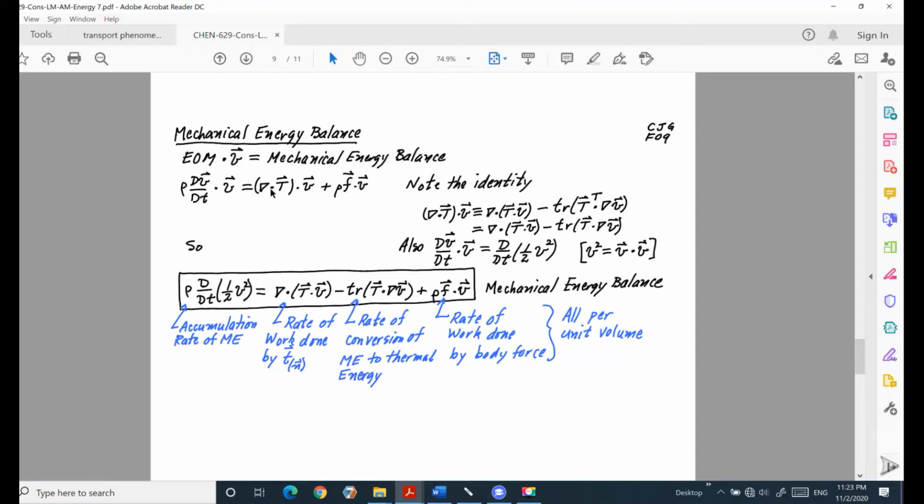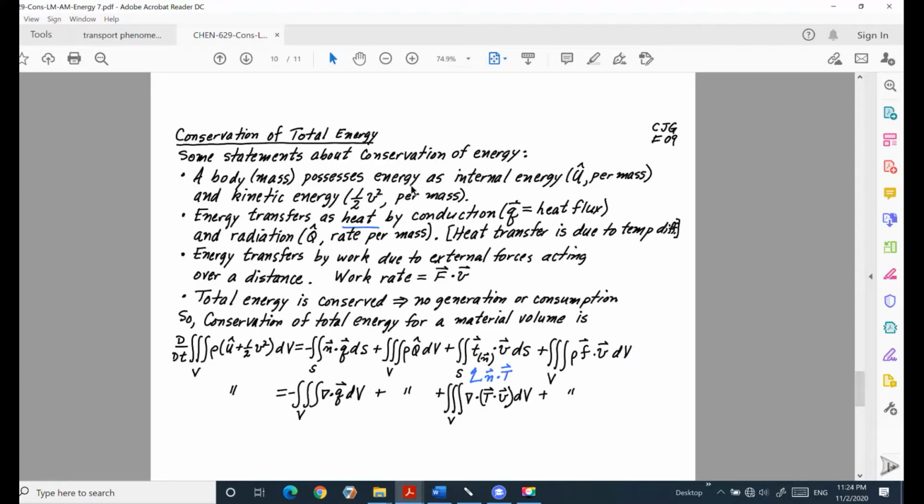Finally, if we take this term instead of that one, we can insert it here, and at the left side we obtain one half v squared, which we call the kinetic energy term, and we call this the total accumulation rate of the mechanical energy. Here we have the rate of work done by the stress vector on the fluid, and here we have the rate of conversion of mechanical to thermal energy. That term represents that one, and this is the rate of work done by the body forces. We call this the mechanical energy balance.